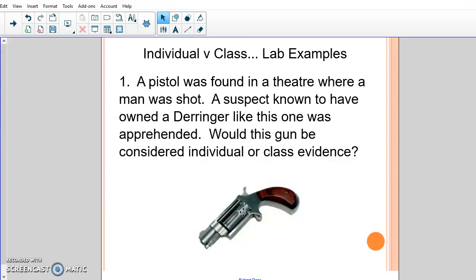I would say class evidence because we know it's a Derringer. We know it's got a brown handle. It's got a silver cylinder. But that's all we have, right? We don't have anything else to compare it back to. If we had a bullet or a cartridge, we might be able to compare the bullet or cartridge back to the gun. But again, that's different evidence. So the gun itself would be considered class evidence.